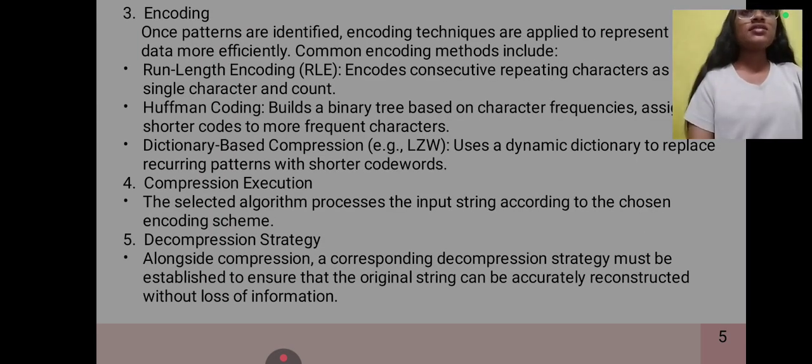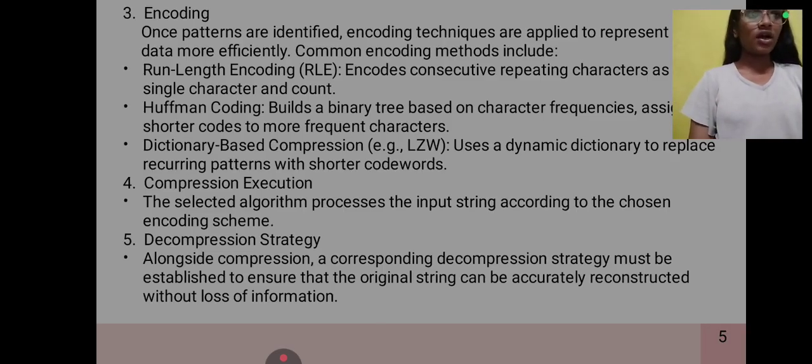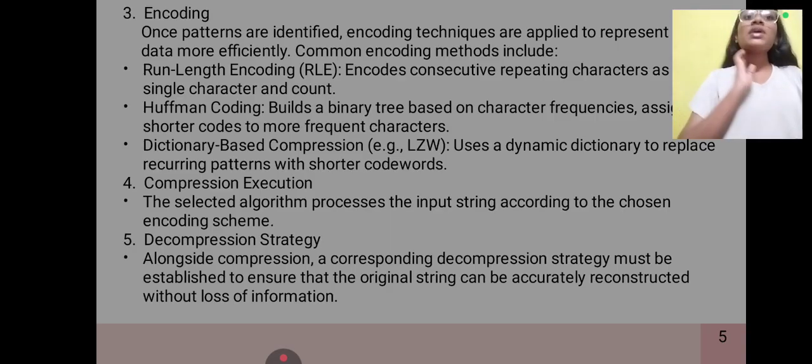Encoding. Once patterns are identified, encoding techniques are applied to represent the data more efficiently. Common encoding methods include run-length encoding. RLE encodes consecutive repeating characters as a single character and count. Huffman encoding builds a binary tree based on character frequencies, assigning shorter codes to more frequent characters. Dictionary-based compression uses a dynamic dictionary to replace recurring patterns with short code words.